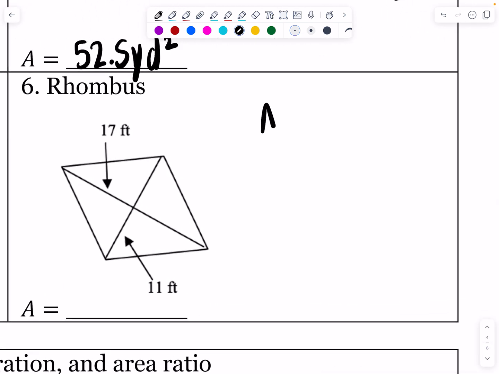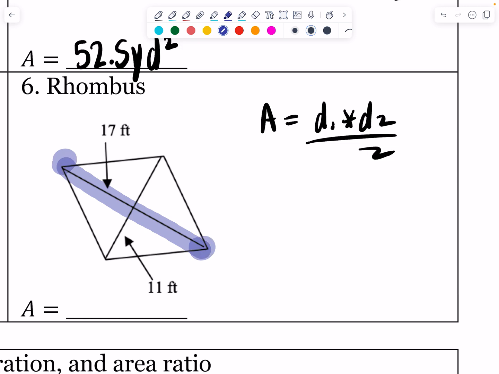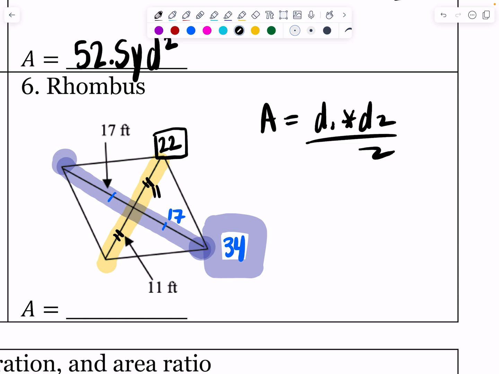All right, for a rhombus, it's the same formula. They told us it's a rhombus, so d1 times d2 divided by 2. So let's use our diagonals and let's put our fancy flags on them. Since this is a rhombus, I know that the diagonals get bisected. So if that's 17, this is 17, and that diagonal, that flag would be 34. And then in yellow, this piece is 11. And so if that piece is 11, this piece is 11. So what goes on that fancy flag? Well, 11 plus 11 is going to give me 22. So I would do 34 times 22 divided by 2.